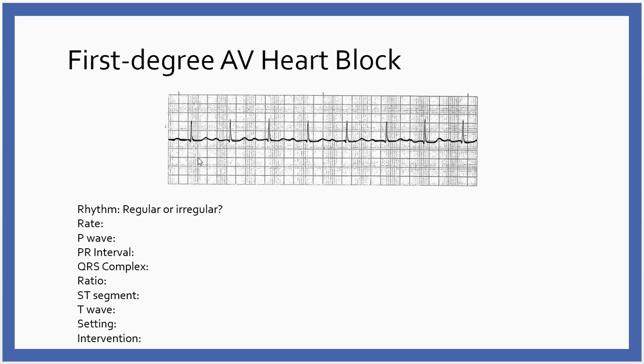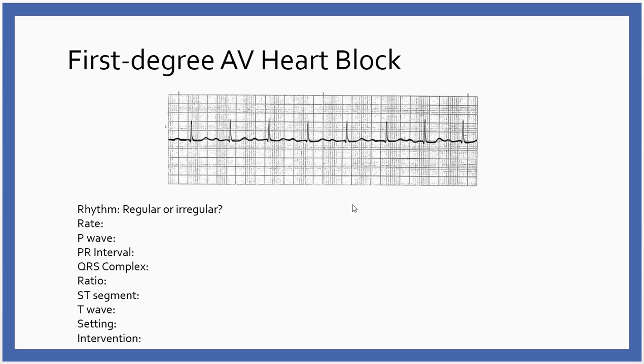So is the rhythm regular or irregular? If we check from our R wave to R wave, the rhythm is nice and regular. We're going to look at the rate, and so I've got 6 seconds from here to here. 1, 2, 3, 4, 5, 6, 7, 8. The rate on this is in the 80s.